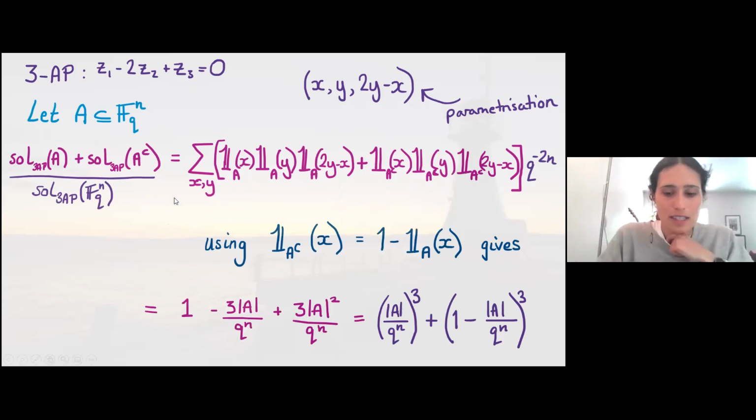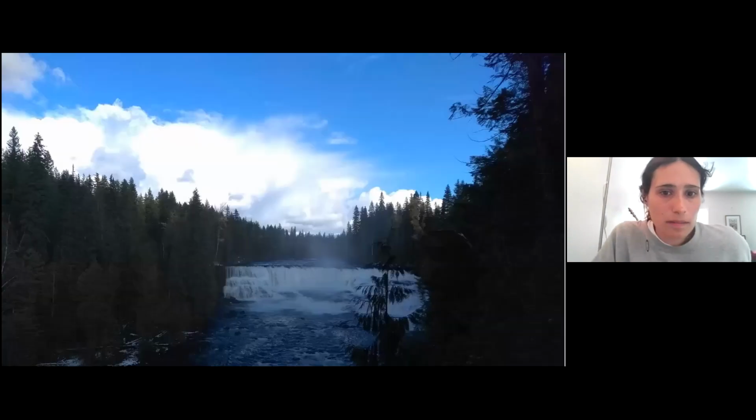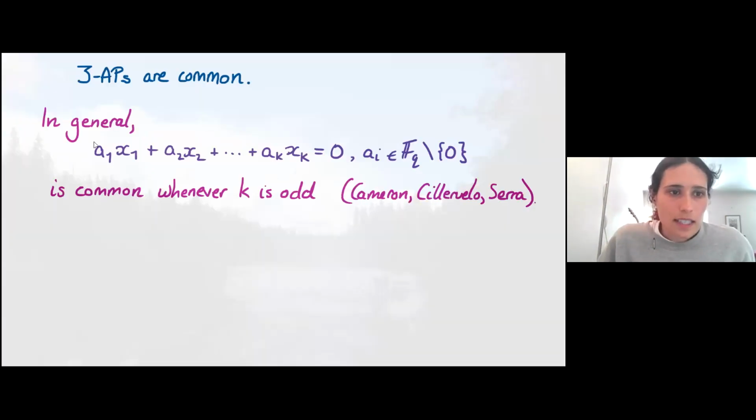And in fact, this argument generalizes to any equation with an odd number of variables. You can do exactly the same thing. Single equation. So yes, they're common. And as I said, in general, this argument generalizes. This is an argument of Cameron, Sidorenko, and Sarah, which basically says that not only are they common, we can say exactly what the number of solutions is. So odd number of variables, for single equations, we understand.